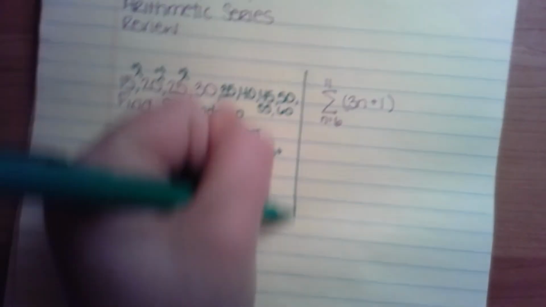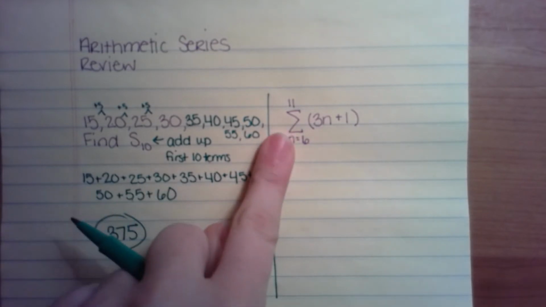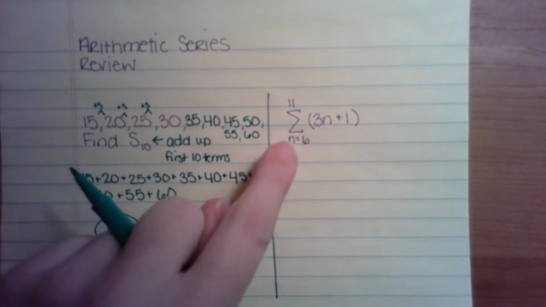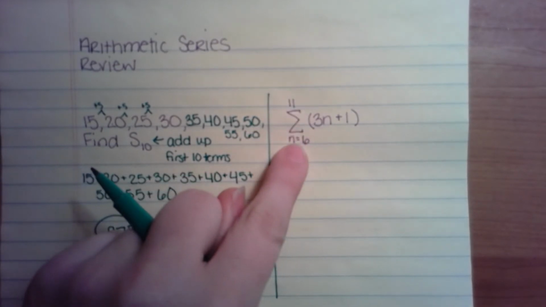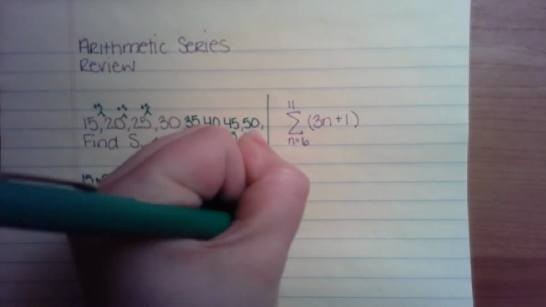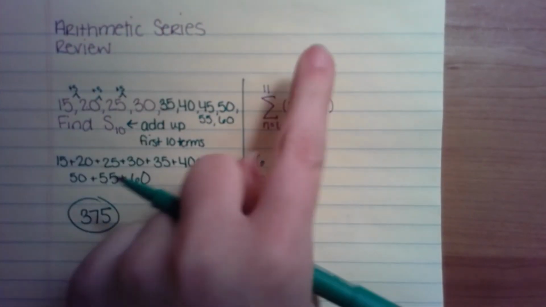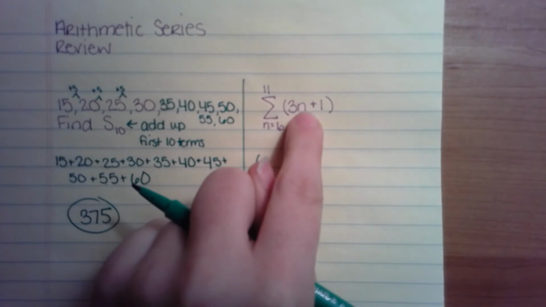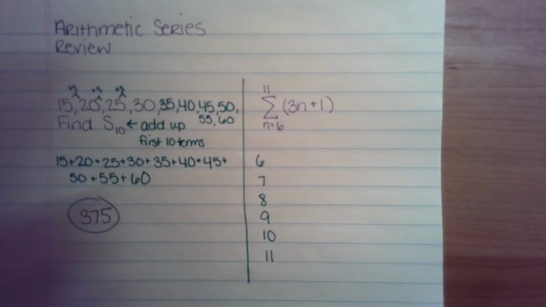All right, the next one does work similarly, even though it doesn't look similar at all, right? It's a sigma, which still tells me I need to add up some things. It tells me add up all the numbers between 6 and 11. So all the numbers between 6 and 11, so that's going to be 6, 7, 8, 9, 10, and 11. And what I need to do with those numbers is plug them into this formula right here. So 3n plus 1.